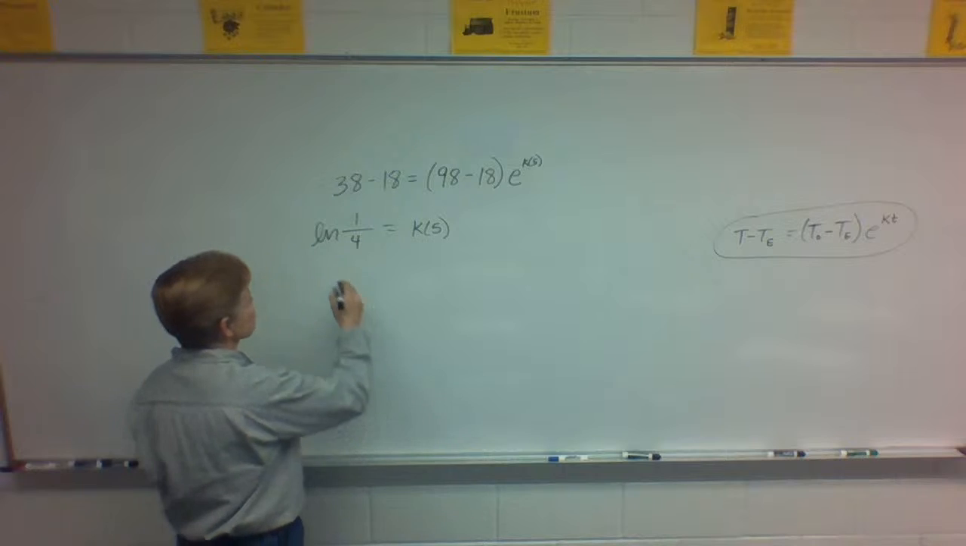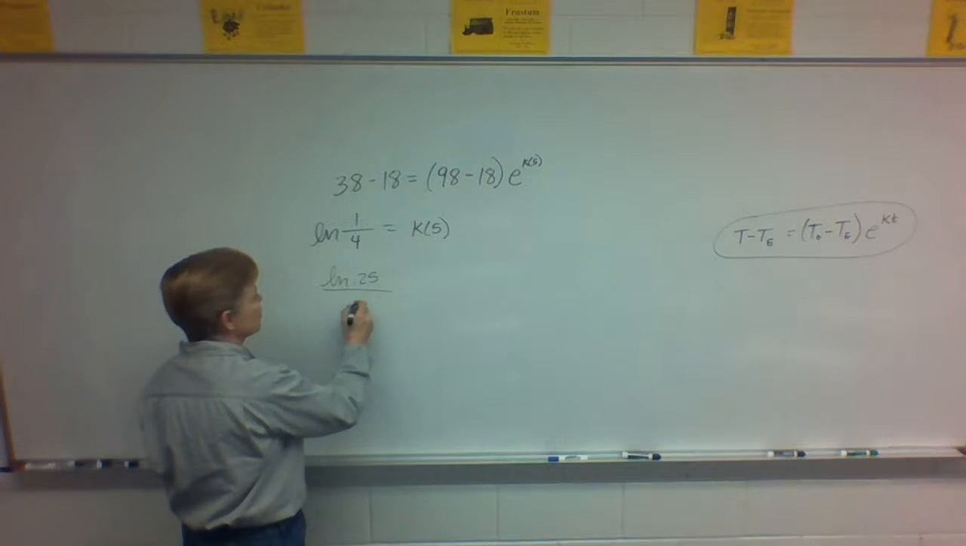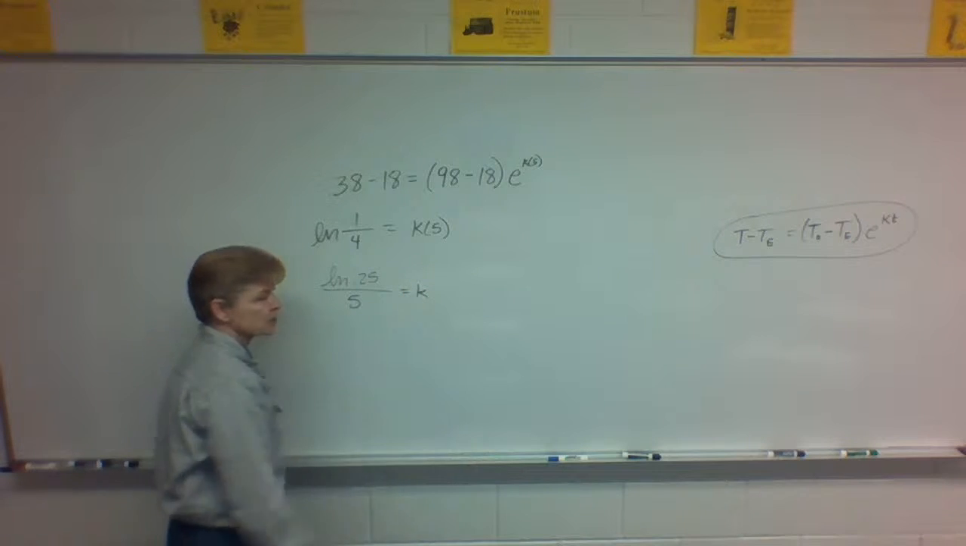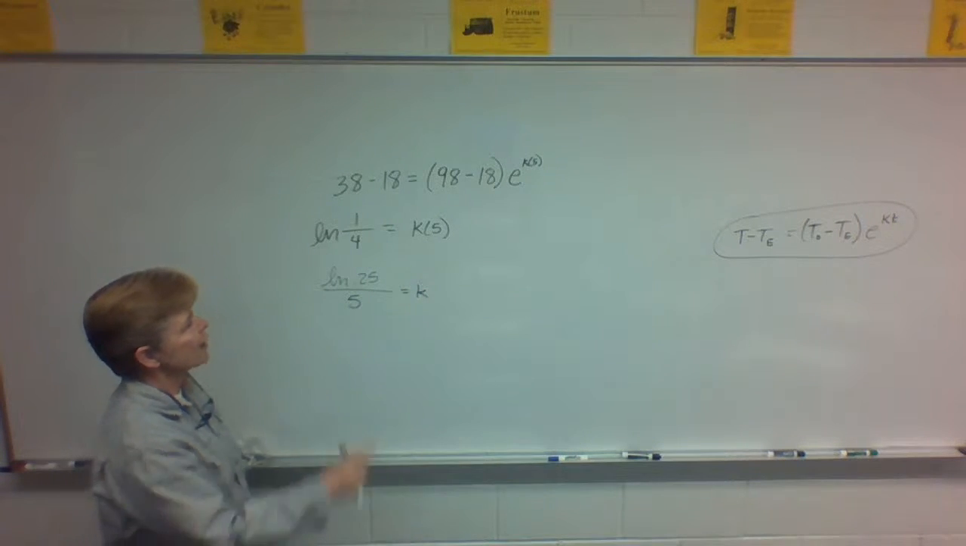So it's the natural log of, and I'm going to use a decimal so it's easier to put in my calculator when it comes time, over 5. That is k for this situation. Are we clear? Now we're going to go find little t.